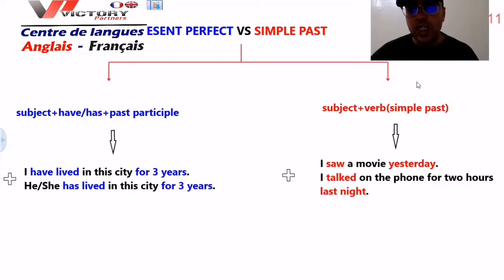Simple past. How do we structure or form the simple past? We have subject plus verb in the simple past. Example: I saw a movie yesterday. So here we have a subject and a verb in the simple past. This is an irregular verb.